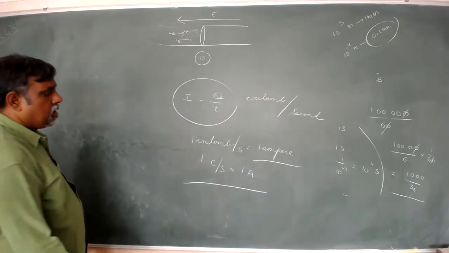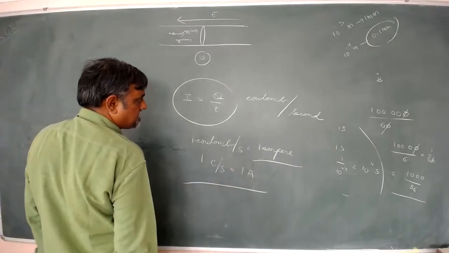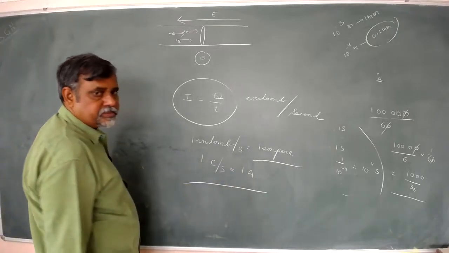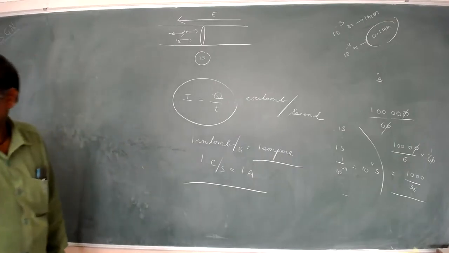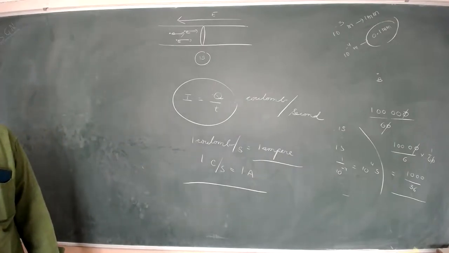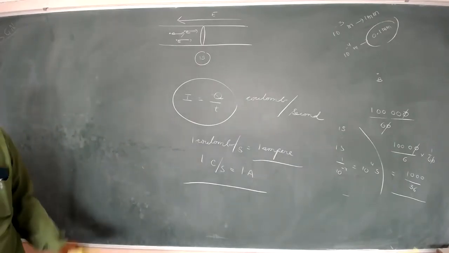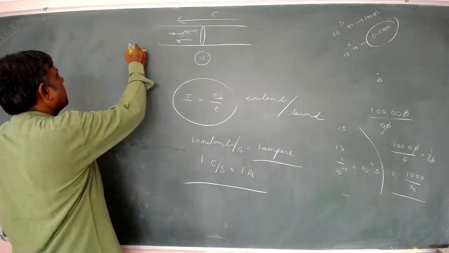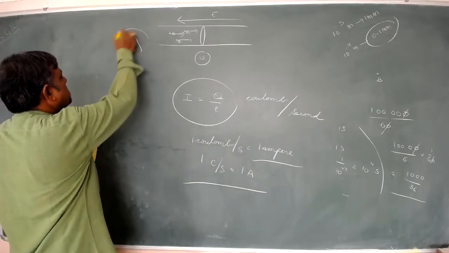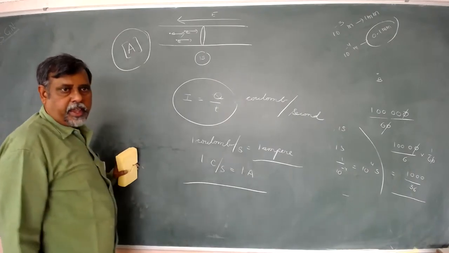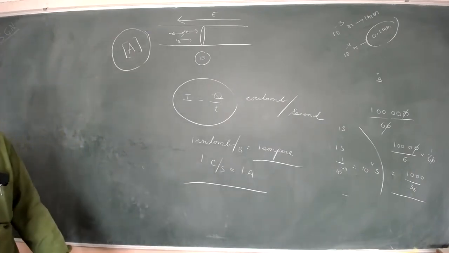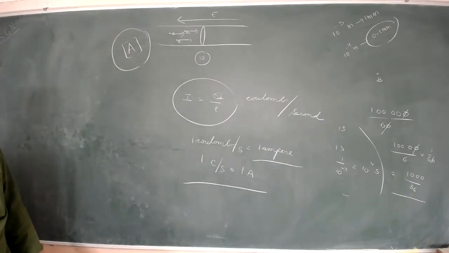What is the dimensional formula for this? Electric current is itself a fundamental quantity. A is the dimensional symbol of electric current.